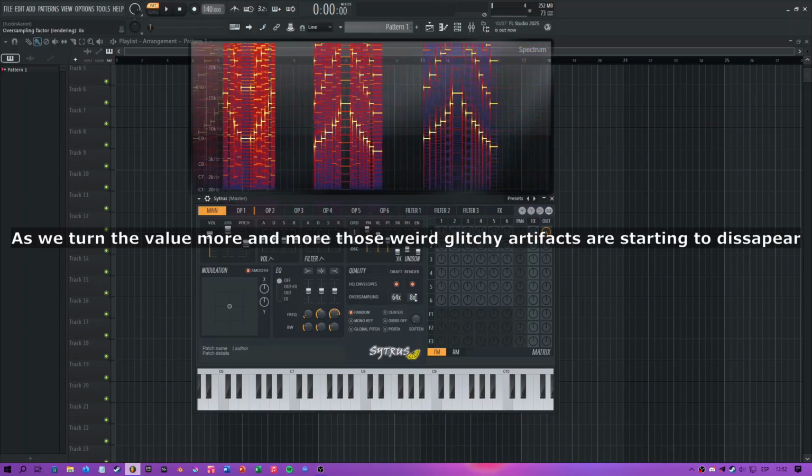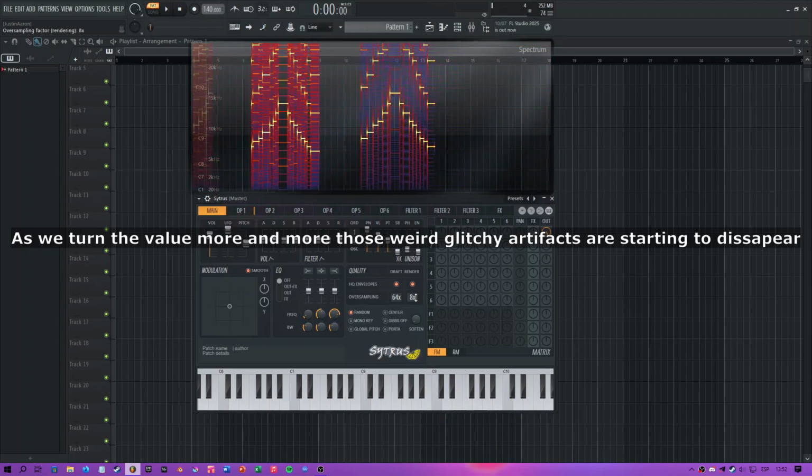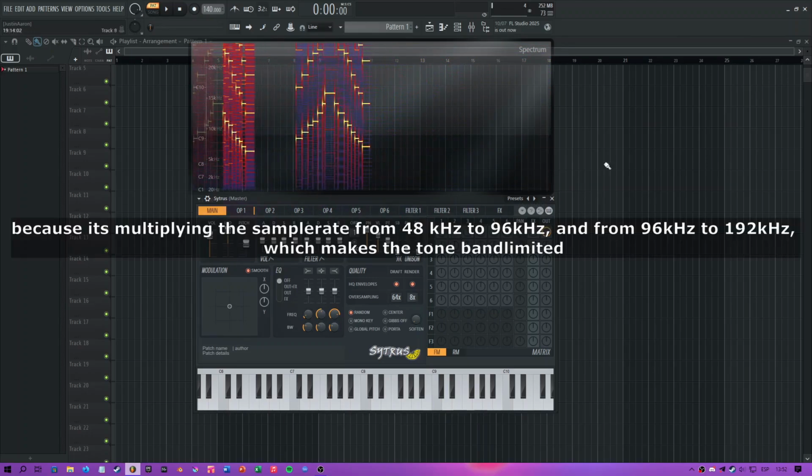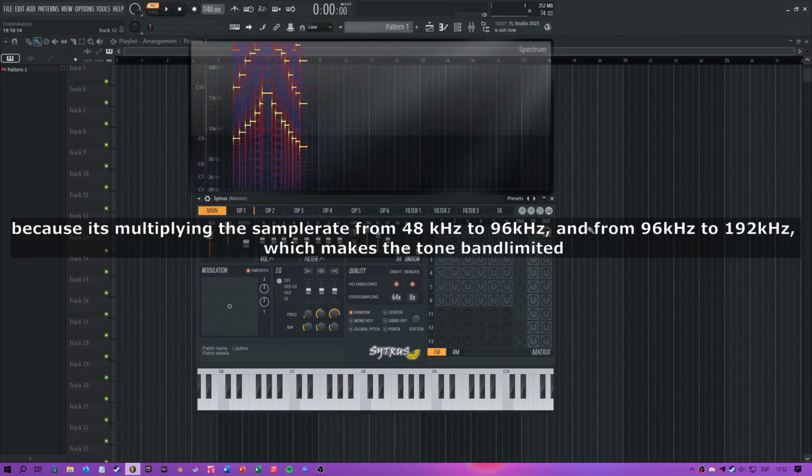As we turn the value more and more, those weird glitchy artifacts are starting to disappear. Because it's multiplying the sample rate from 48 kHz to 96 kHz, and from 96 kHz to 192 kHz, which makes the tone band limited.